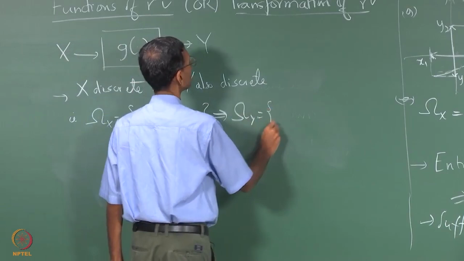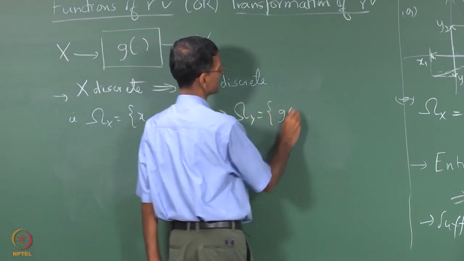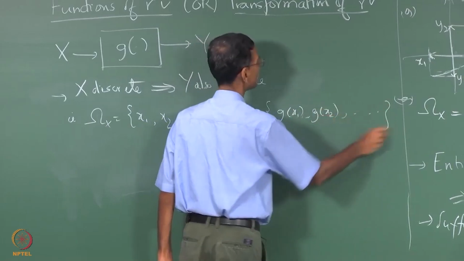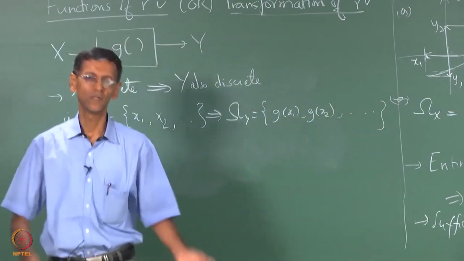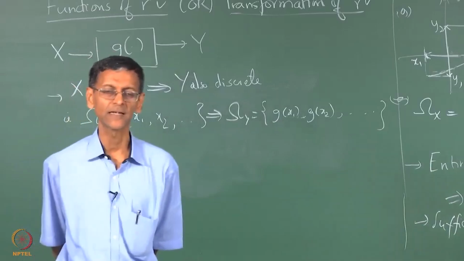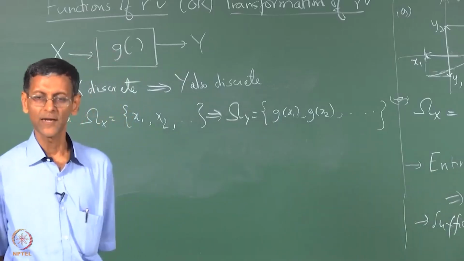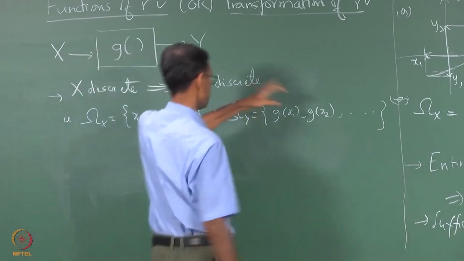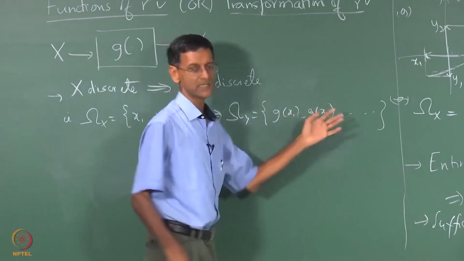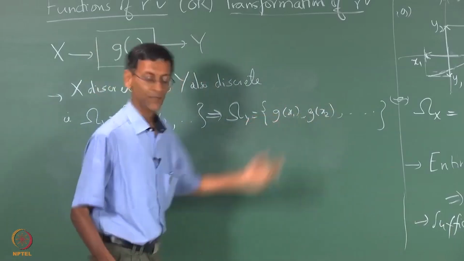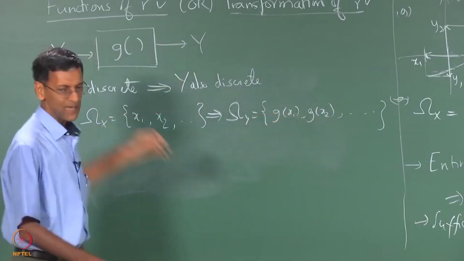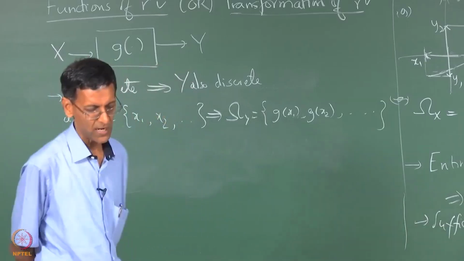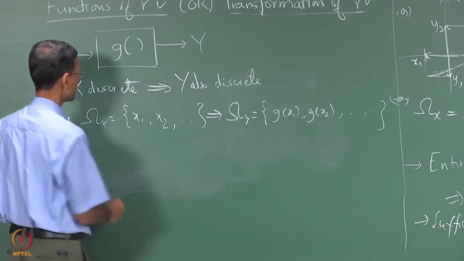Omega y. Now of course some of these may be the same, g of x1 could be the same as g of x2, does not matter. If these are the same, then you have to recognize that and avoid replication, but that is besides the point. We are assuming that these are all distinct, but they need not all be distinct. So in this discrete situation, it turns out that it is not worth spending too much time on this. Why is it not worth spending too much time on this?